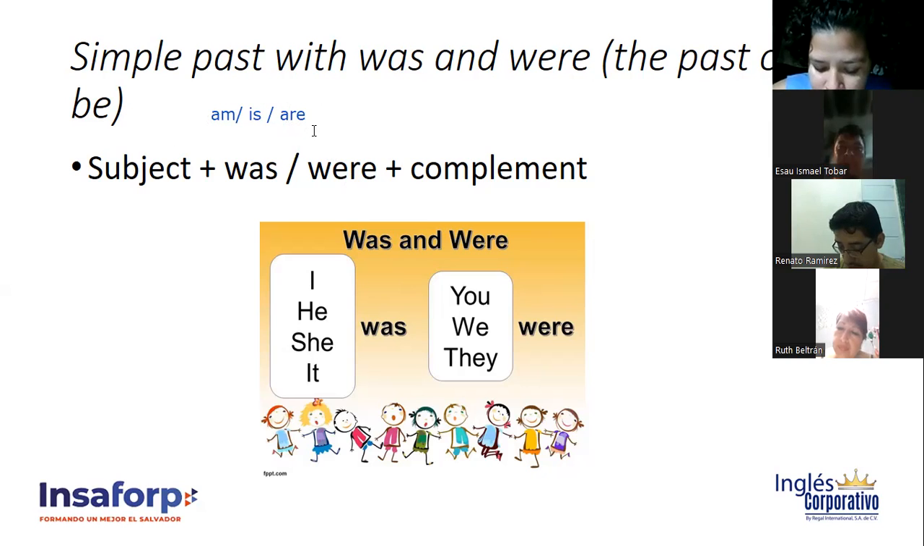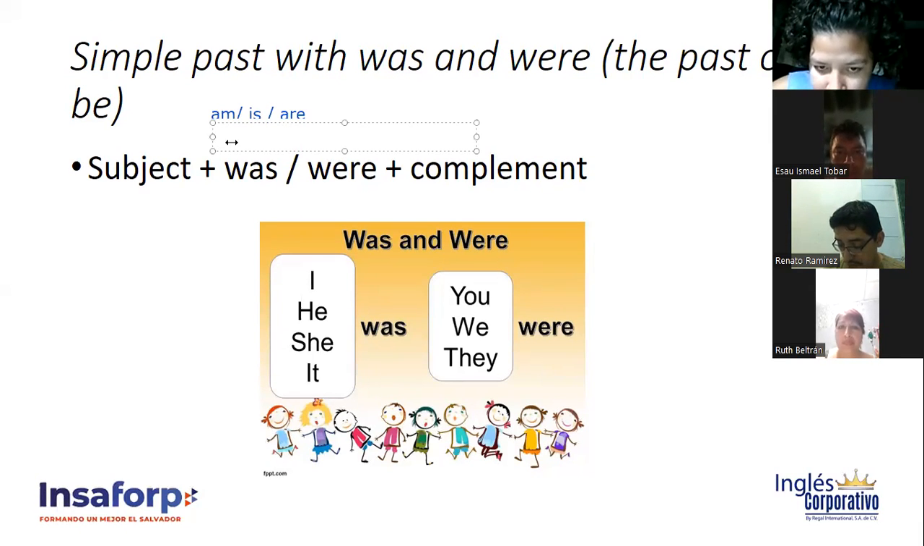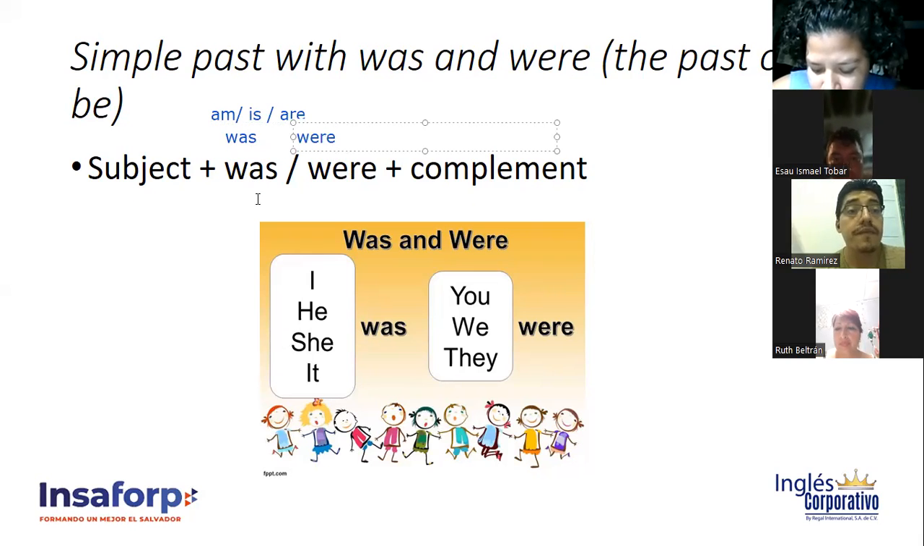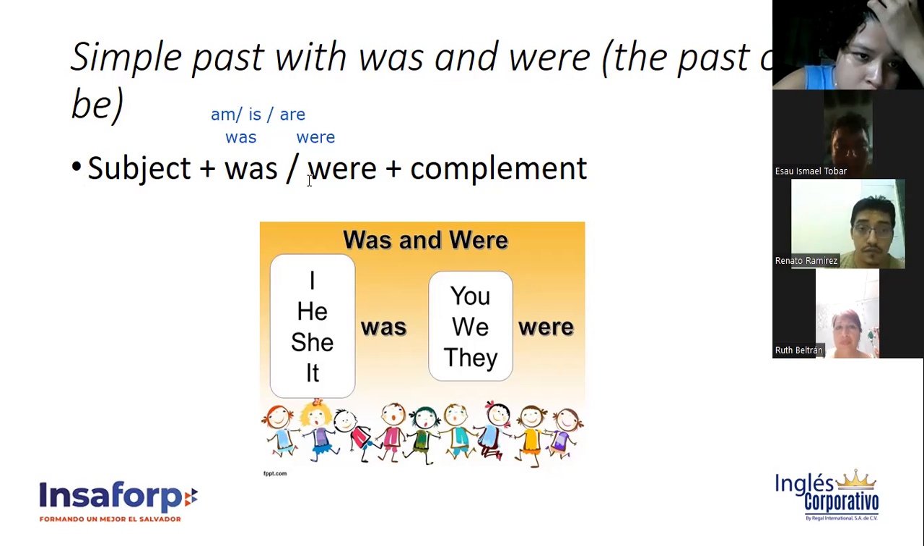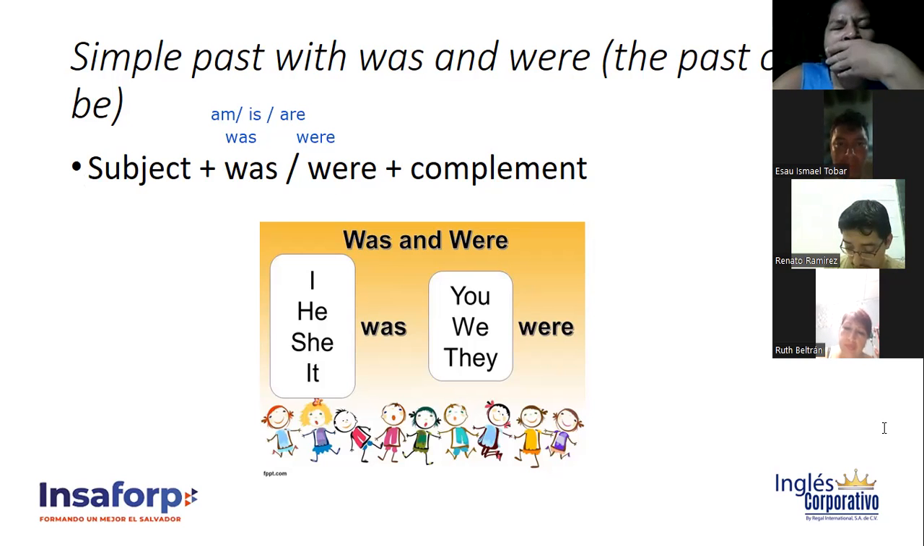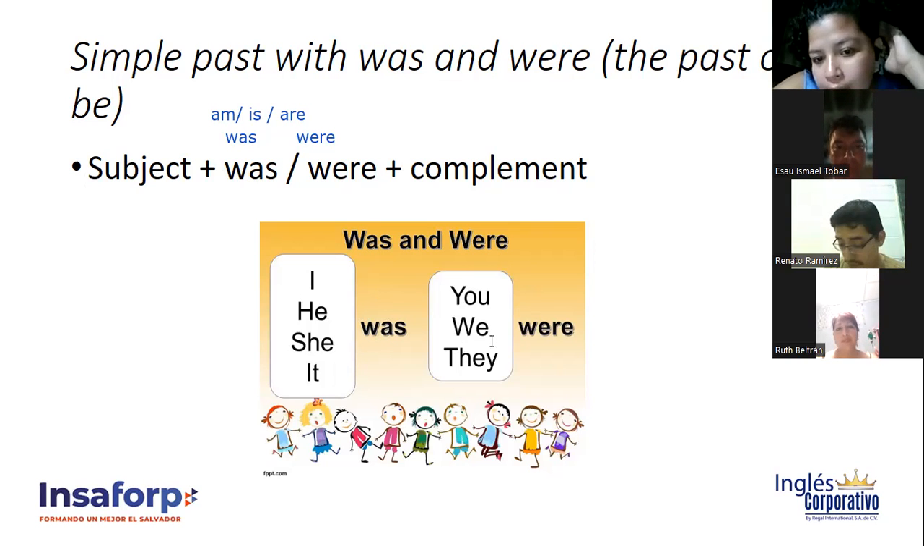Okay, but in the past, there are only two forms. Am and is become was. Okay, in the past. And are becomes were. So in the past, there are only two forms, was and were. What is the structure or formula? Subject, was or were, and the complement. That's it. We have here the example. I was, he was, she was, it was. And in the plural form, you were, we were, they were.